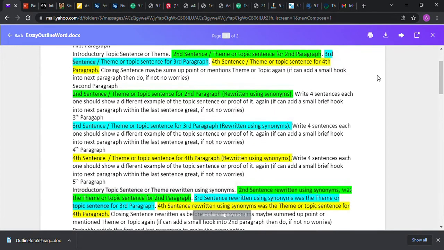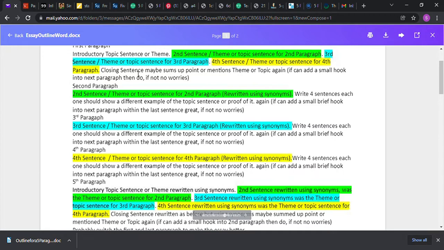And then your closing sentence for the first paragraph, which will be your fifth sentence, maybe it's going to sum up your point, and it might mention that theme or topic again. And if you can add in a little bit at the end of the sentence some kind of hook that hooks it into the next paragraph, then I would do that because that makes your essay that much better. But if you can't, no worries.